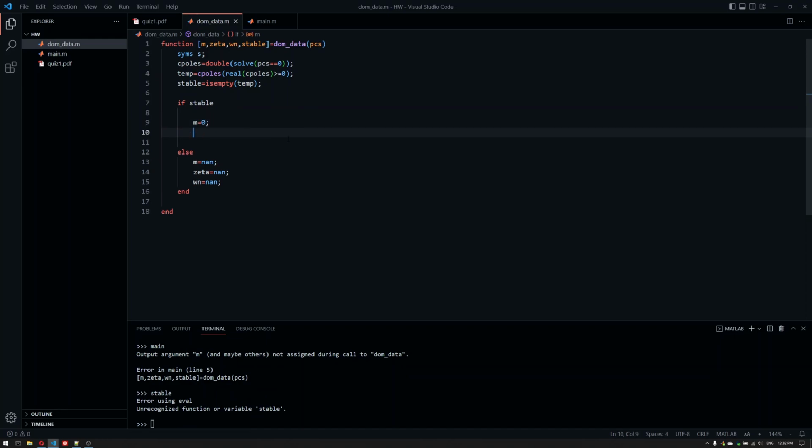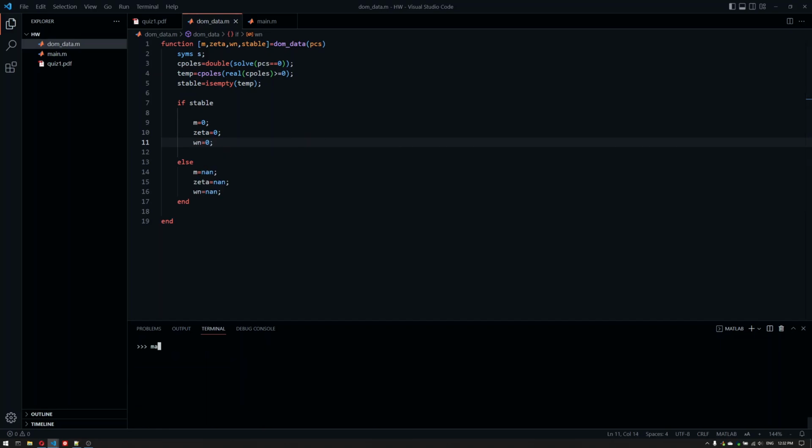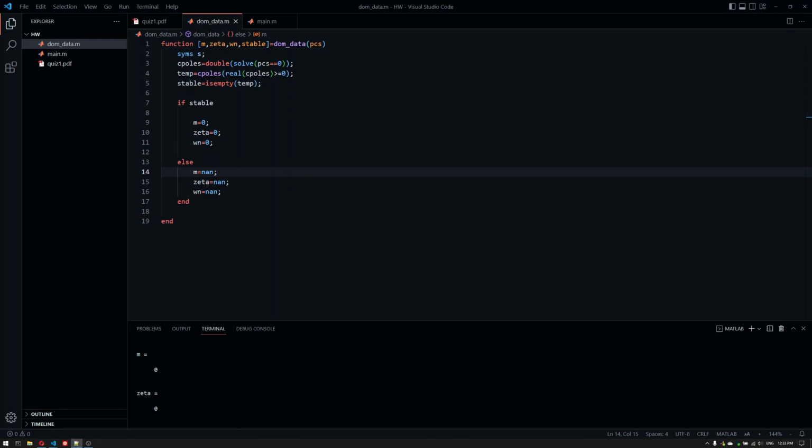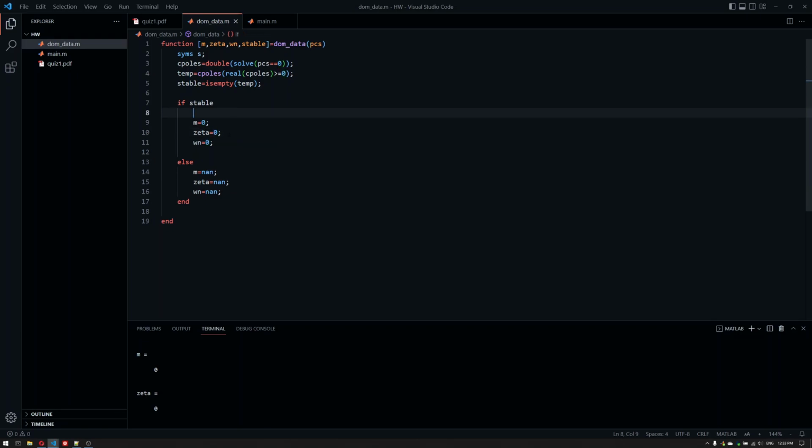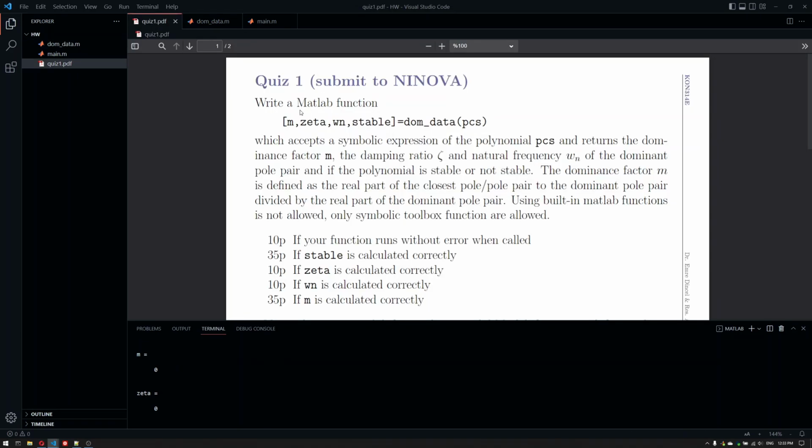We should have stable, but of course, since we didn't assign everything, let me just quickly fix that. m is equal to 0, zeta is equal to 0, omega n is equal to 0. Let's see what the result is going to be. Now we can see we have basically the outputs, it is stable, and we've assigned 0, not none. So we have basically implemented the stable portion here.